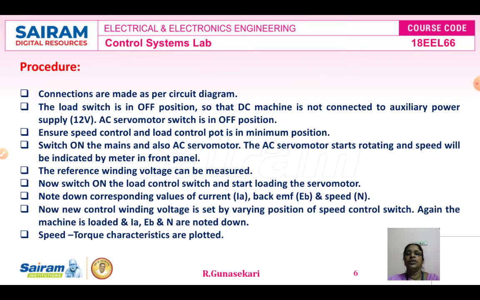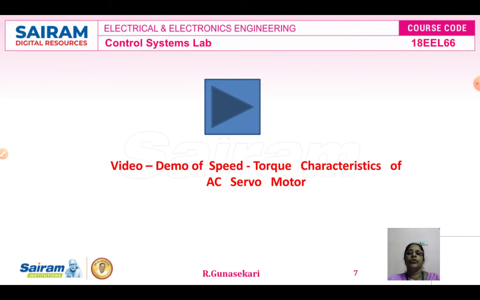Again we have to set another control winding voltage by varying the position of the speed control switch. Again we note down the current, back EMF and speed. Now draw the speed torque characteristics for the different values of the control voltage. Now you see the video. From the video you can clearly understand how to make the connections and conduct the speed torque characteristics experiment of an AC servo motor.